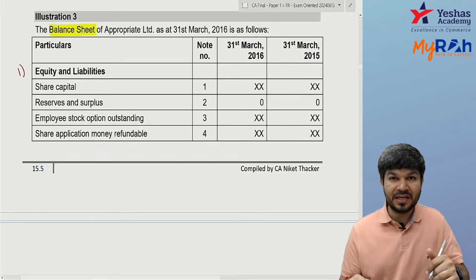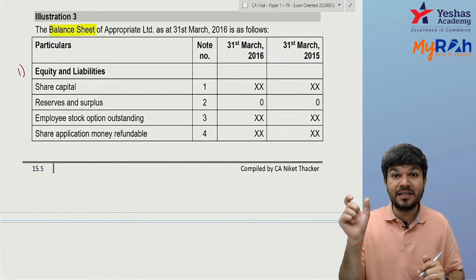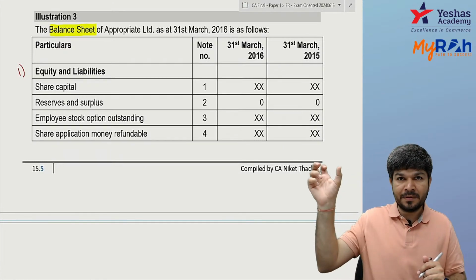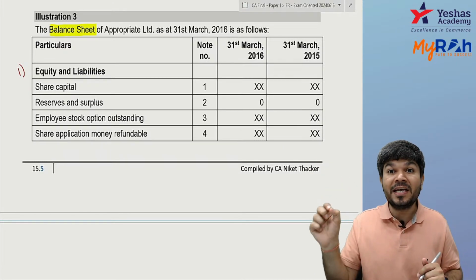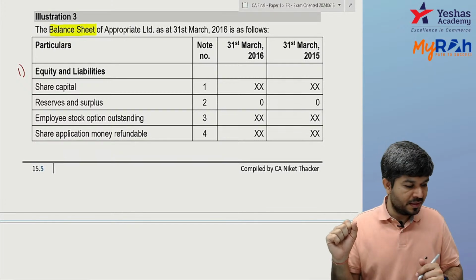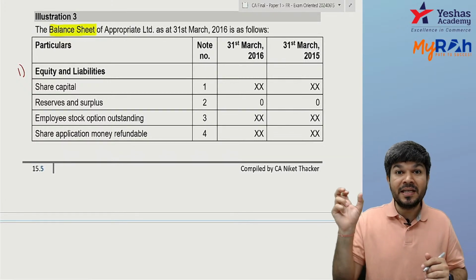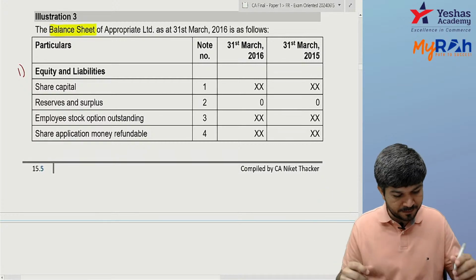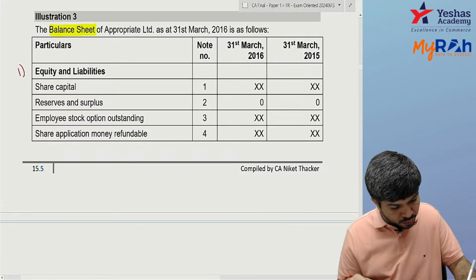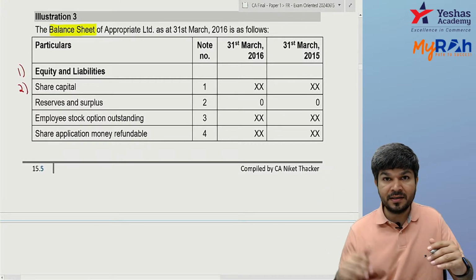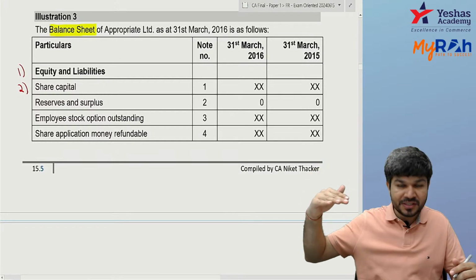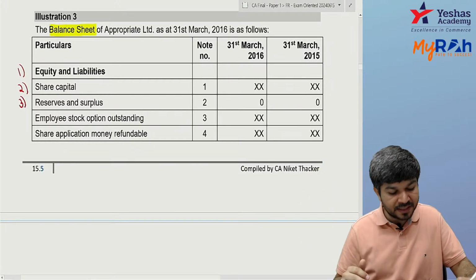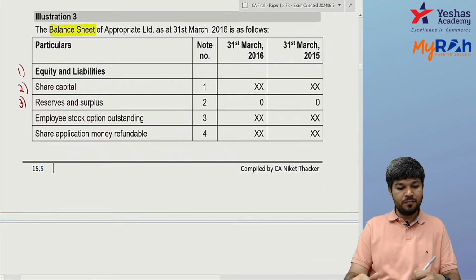Okay, then they've given share capital. Now see, actually the heading is equity. First equity and liability, under that equity. Under equity, there's equity share capital, and then there is other equity. So this is number 2. It should be under the heading of equity: equity share capital, and other equity.